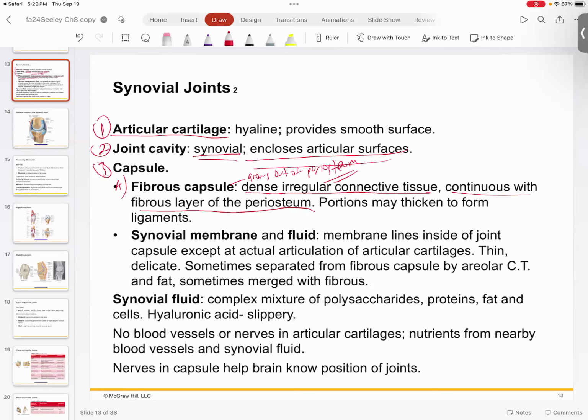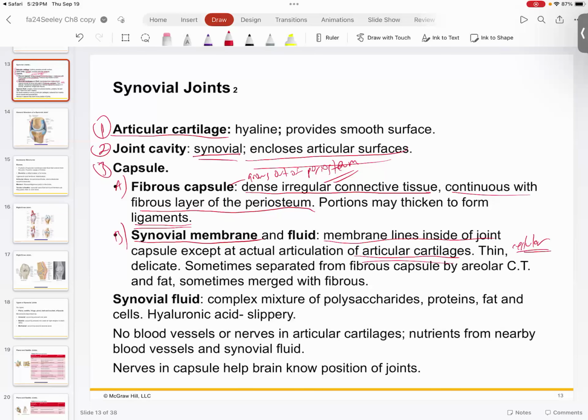And so different portions of this, because you're talking about a connective tissue outer layer continuous with the periosteum, may get thicker in order to form ligaments that will connect some of the major large bones together. And so that's going to be your outer layer. The inner layer is going to be what's called the synovial membrane. And so this is basically a membrane that's going to be inside the capsule, except where it articulates to the articular cartilage. So it's going to be mostly in between the open space. And it's typically thin, it's delicate, it's oftentimes cellular.